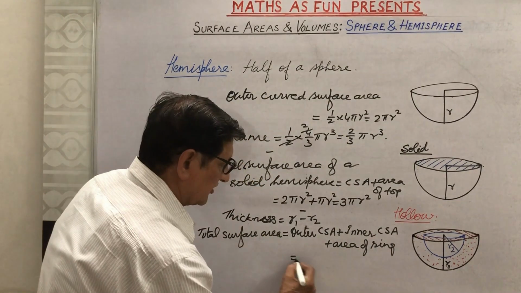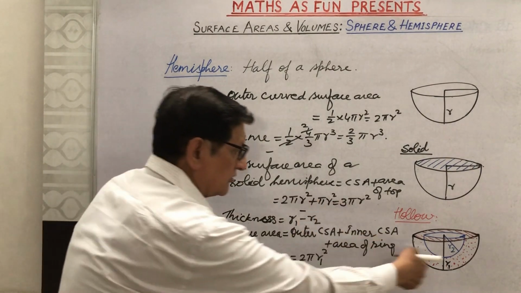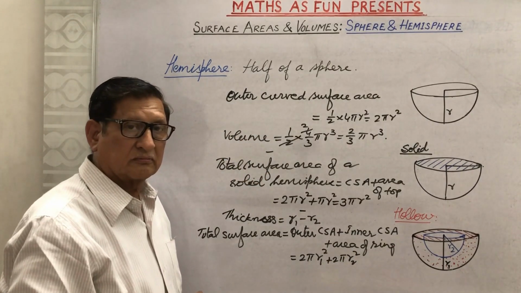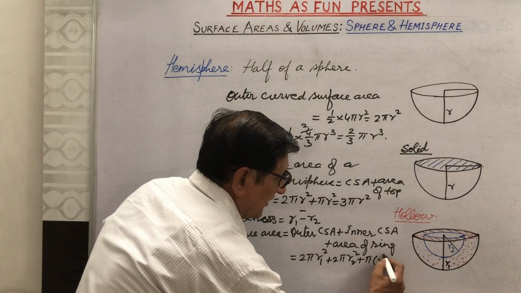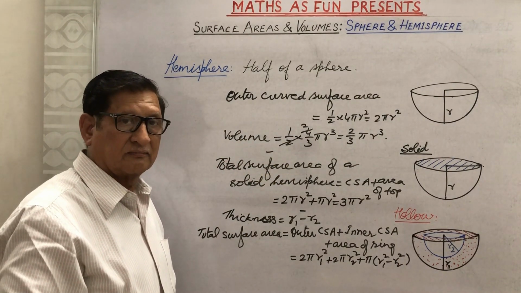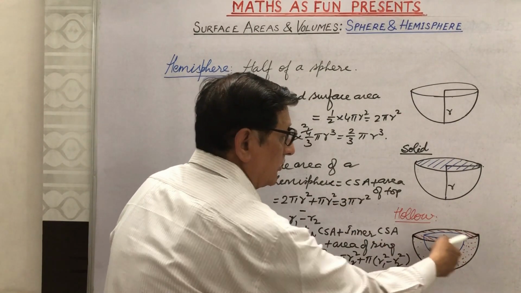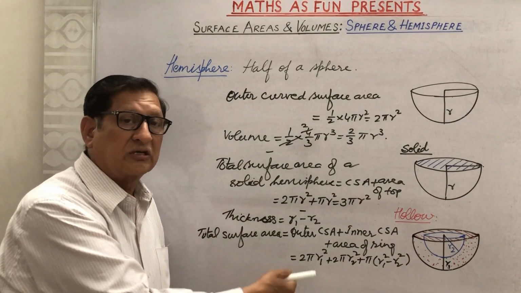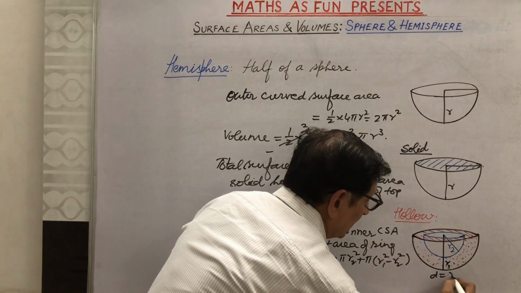We know the outer curved surface area is 2 pi r1 square. Inner curved surface area is 2 pi r2 square. And area of ring we know is pi into r1 square minus r2 square. So this is the way we can find out the total surface area of a hemisphere which is made of some particular material with thickness d, or d can be said to be as r1 minus r2.